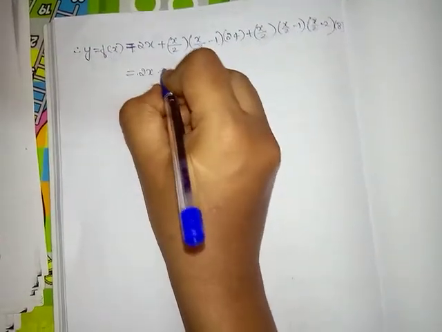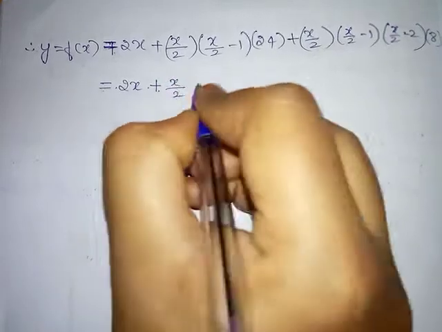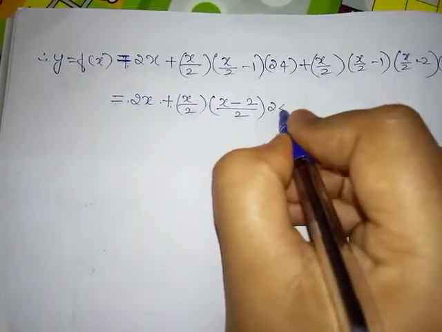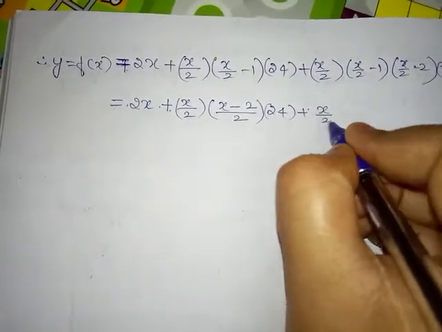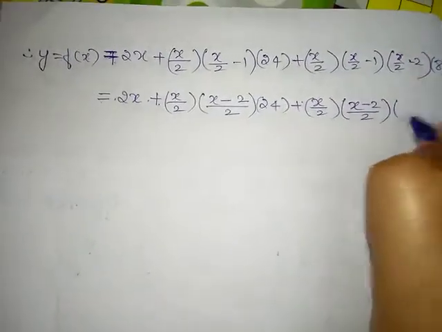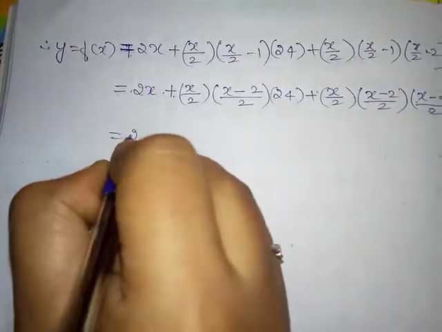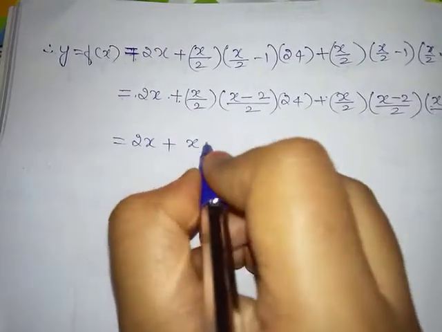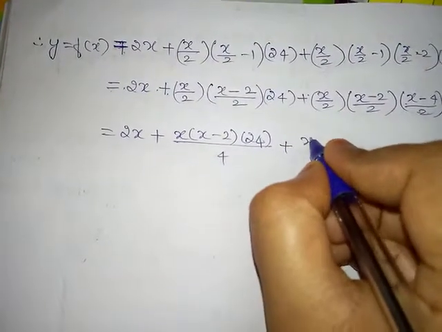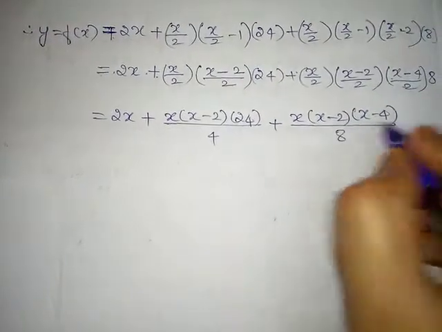2x as it is, plus, solving these, x by 2 into (x minus 2) divided by 2 into 24, plus x by 2 into (x minus 2) divided by 2 into (x minus 4) divided by 2 into 8, which is equal to 2x plus x into (x minus 2) into 24 divided by 4, plus x into (x minus 2) into (x minus 4) divided by 2 to the 4, 4 to the 8, into 8.